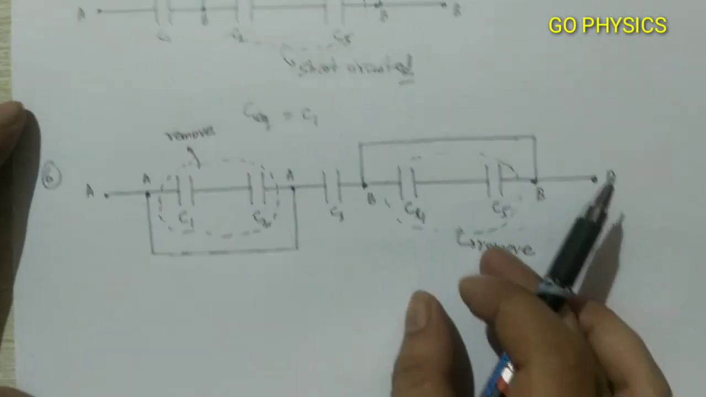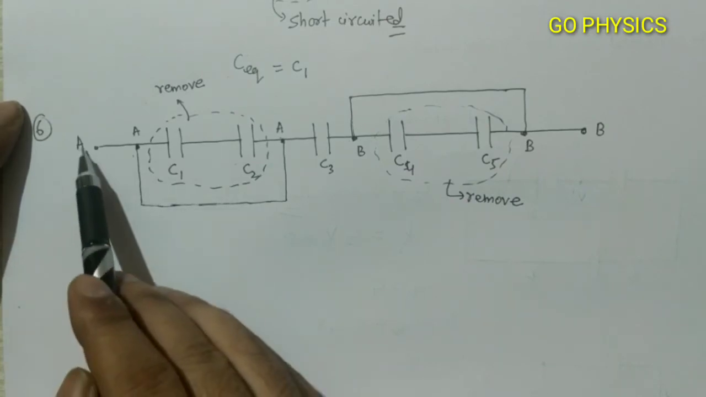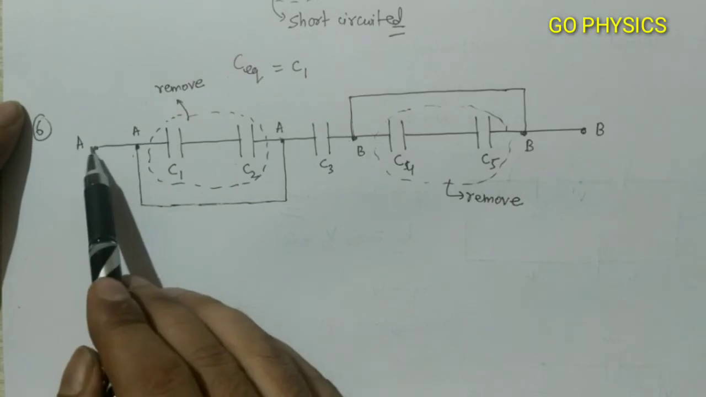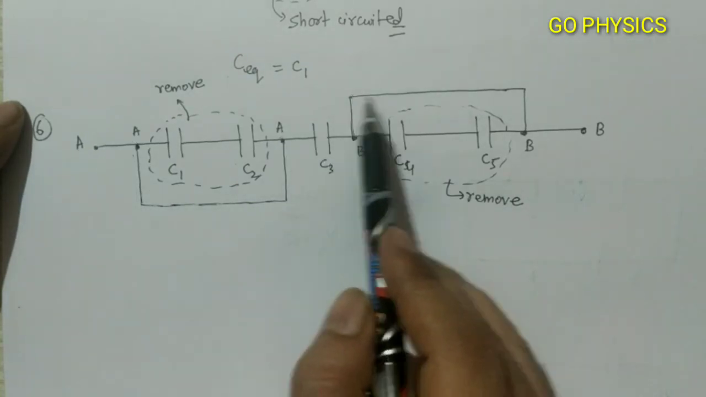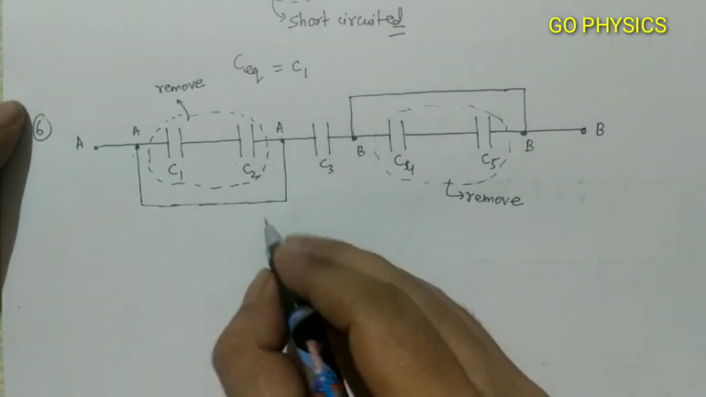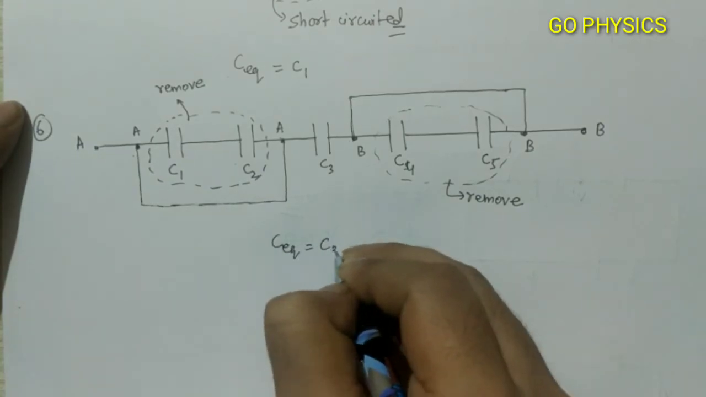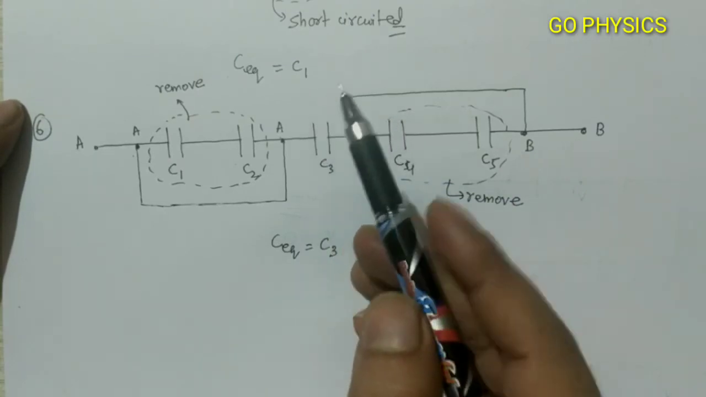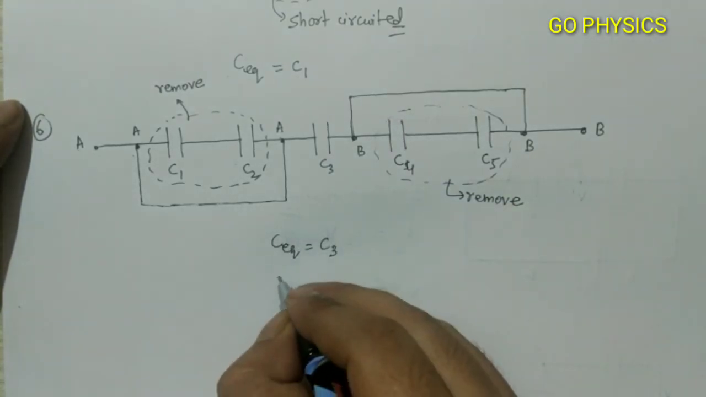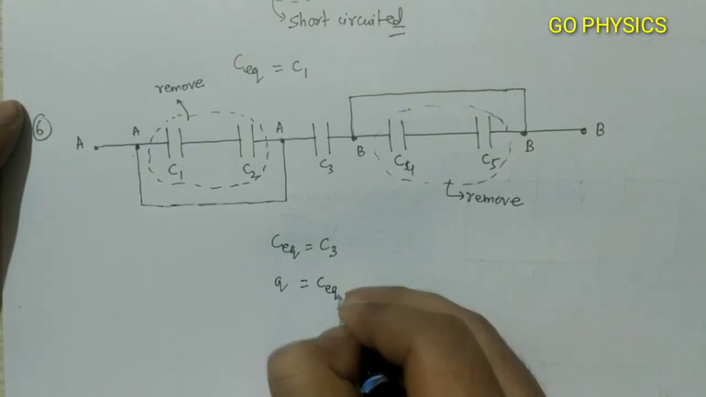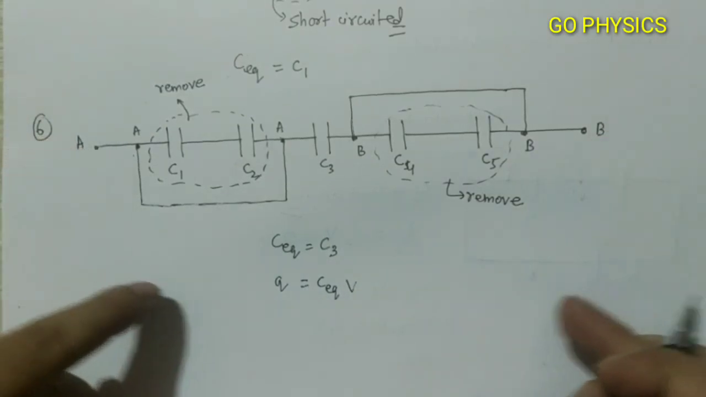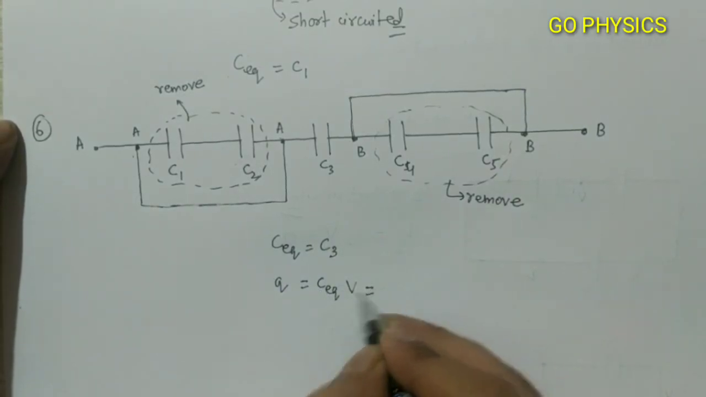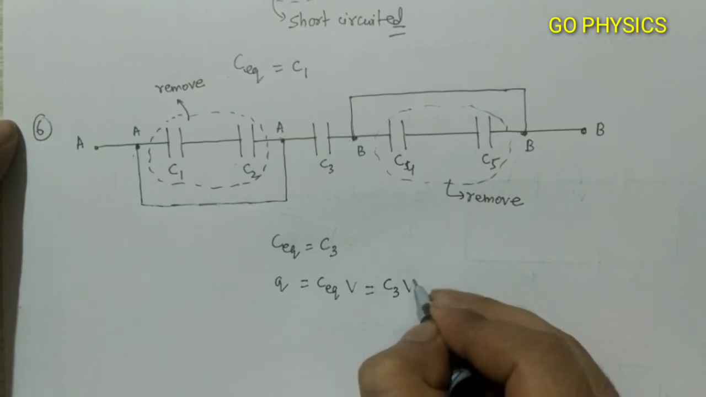So this given circuit is simply reduced to a single capacitor C3, because now this is our circuit. In this case, C equivalent is equal to C3. And what is the charge given by the battery in this case? The charge given by the battery equals C equivalent into voltage. Suppose these two ends are connected to a battery having voltage V. So C equivalent into V. And what is C equivalent here? C3. So C3 into V.